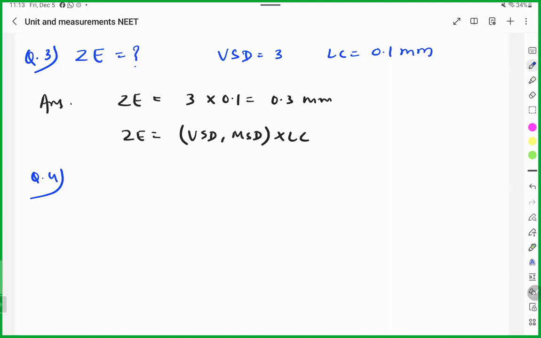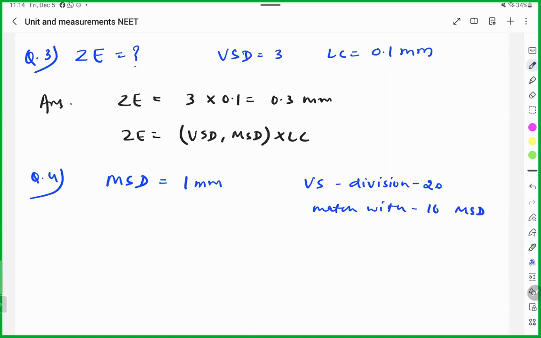So you will see that the MSD, minimum scale division, is 1 millimeter. Okay. The total number of divisions in the Vernier scale is 20. Instead of 10, there are 20 divisions. Okay. And this matches with 16 divisions of the main scale. You have to calculate the least count.